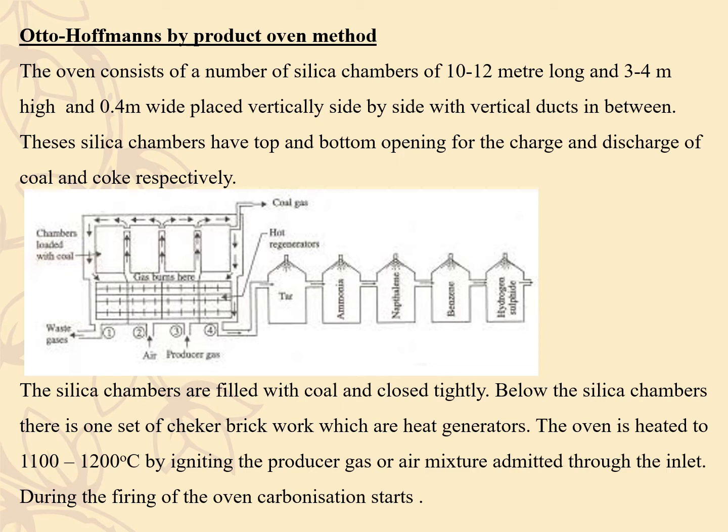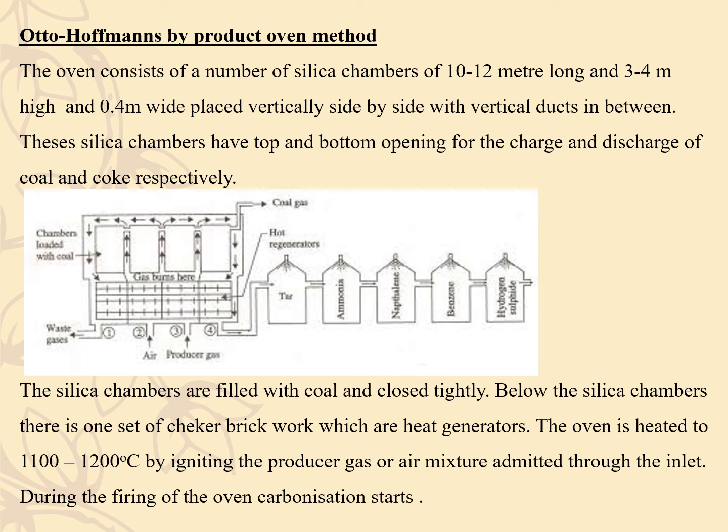Now in this the oven consists of a number of silica chambers of 10 to 12 meters long and 3 to 4 meters high and 0.4 meter wide, which are placed vertically side by side with vertical ducts in between. These silica chambers have top and bottom opening for the charge and discharge of coal and coke respectively. Now the silica chambers are filled with coal and closed tightly.